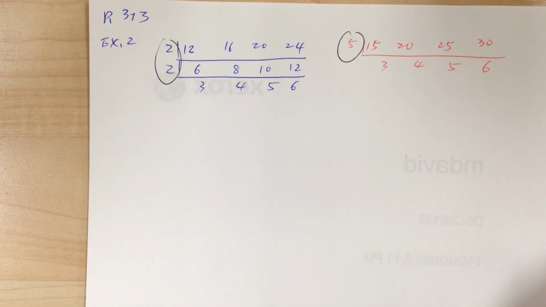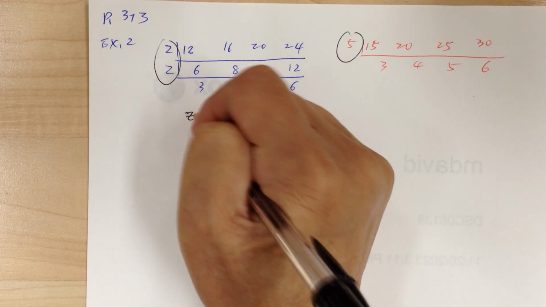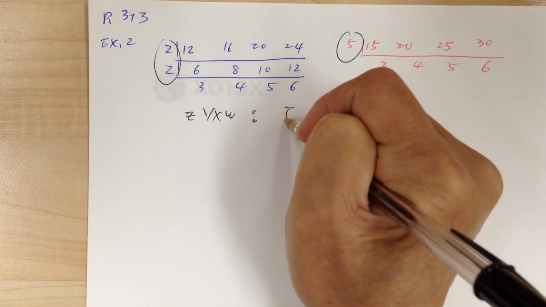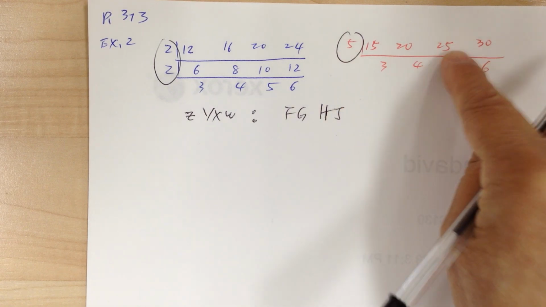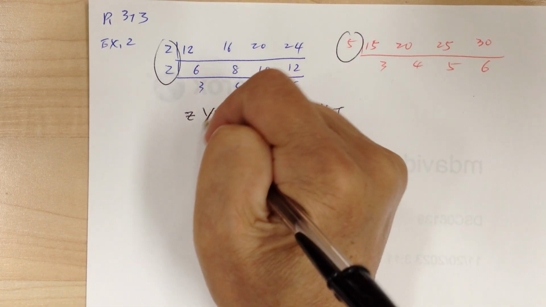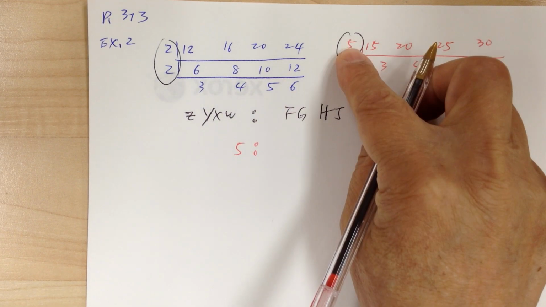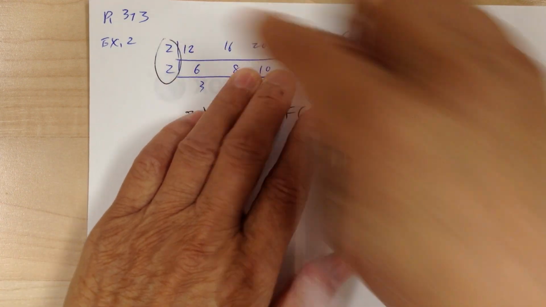But be careful, you have to watch the order. They want you to do Z, Y, X, W to F, G, H, J. So they want you to do the big one over the small one first. In this case, the scale factor would be 5, because this already matched, so you can cancel it out. So it'd be 5 to 4.